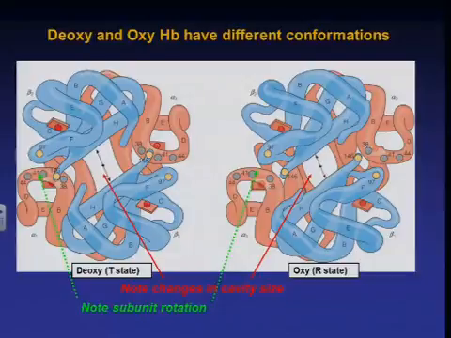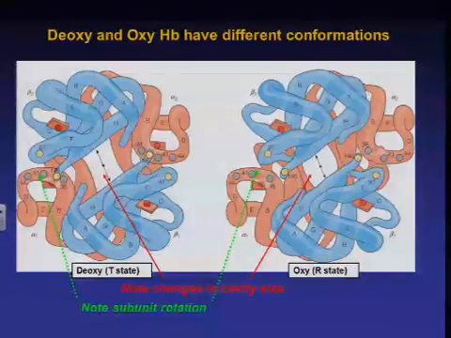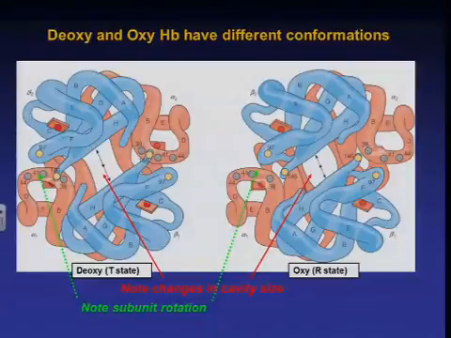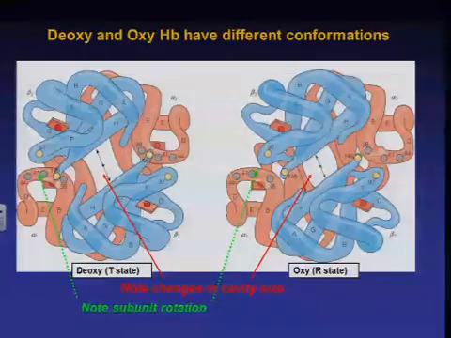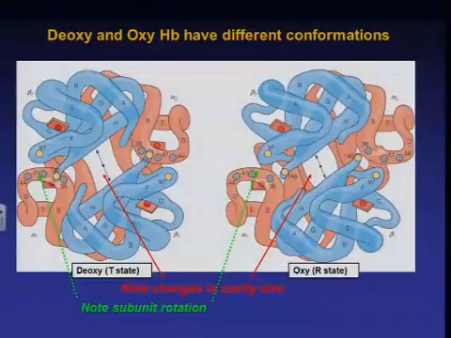When it goes into the oxy state, you see evidence for the change in the quaternary structure. That solvent-filled cleft here is smaller, and you have a rotation of these two alpha-beta heterodimers relative to each other. And you can see that in the notes. The important thing is to realize that between these two, there is a global change in the quaternary structure.